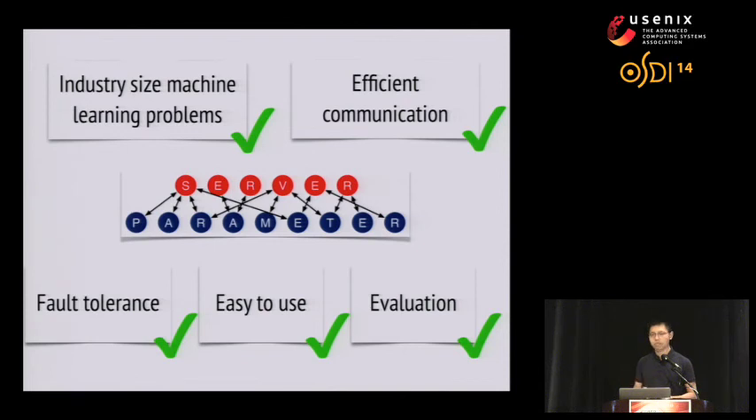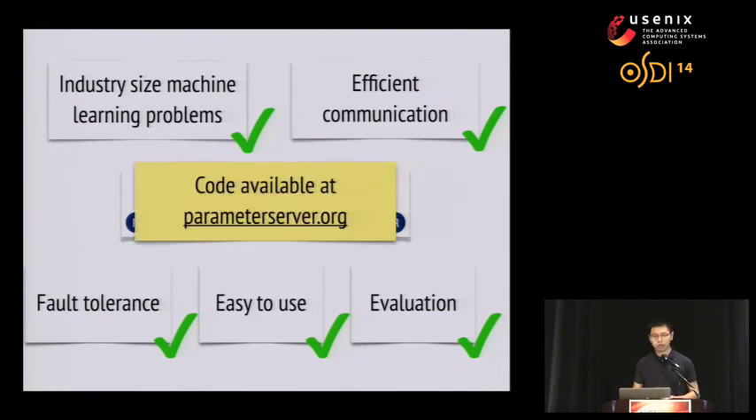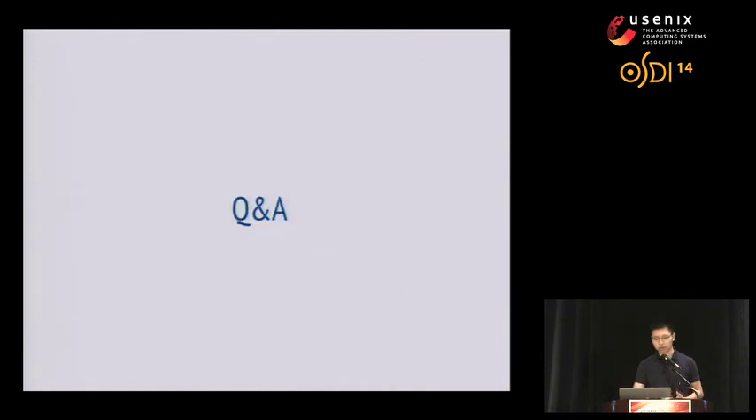It is easy to use because all these objects are vectors and matrices. So it's very easy to write machine learning programs here. And we showed the evaluation on the two largest machine learning applications we know of so far. Finally, the code will be available at parameterserver.org. And thank you. I would like to take questions.